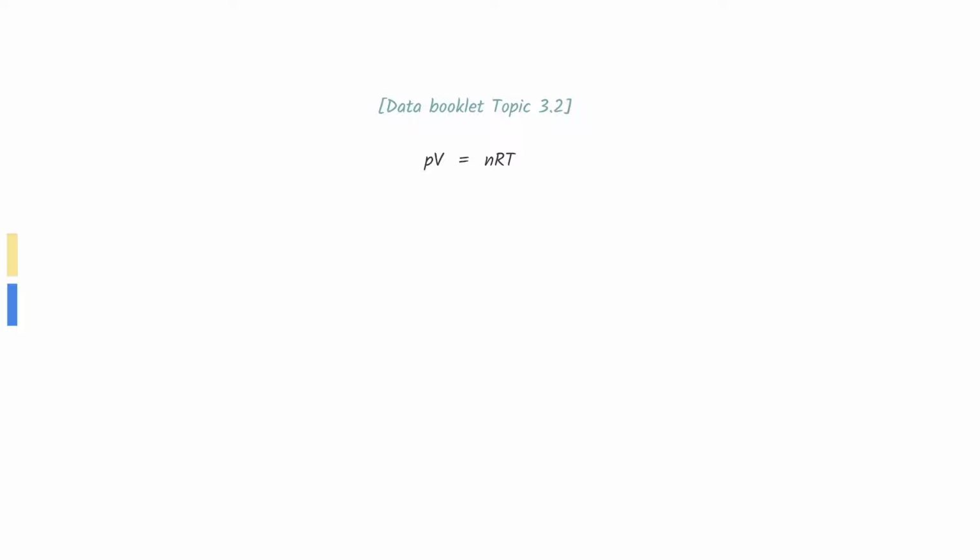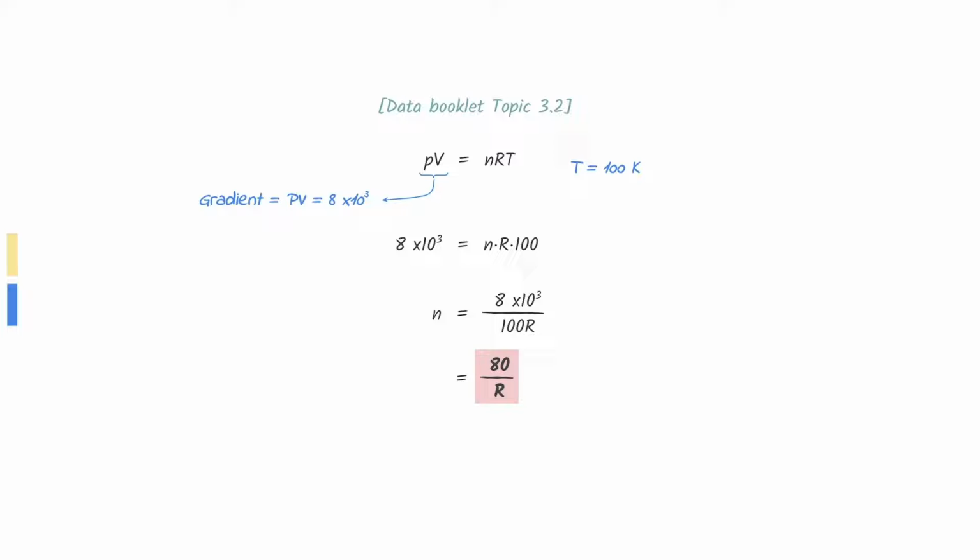We start off with the ideal gas equation since this question is asking for the number of moles of ideal gas. We should recognize that the PV on the left-hand side is the gradient of the graph. Put the numbers in, rearrange and calculate to find your answer.